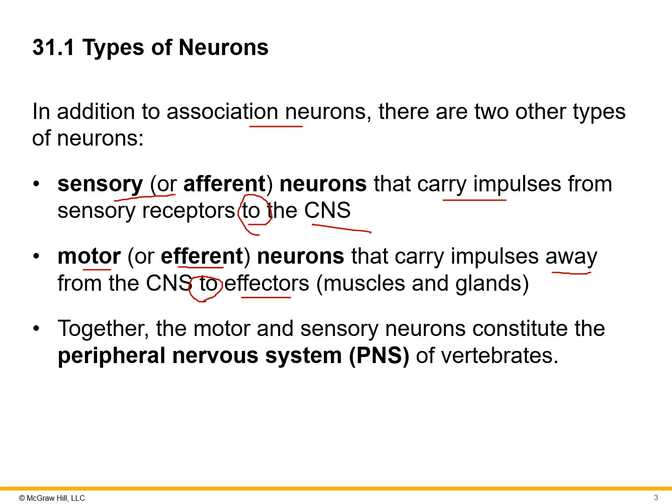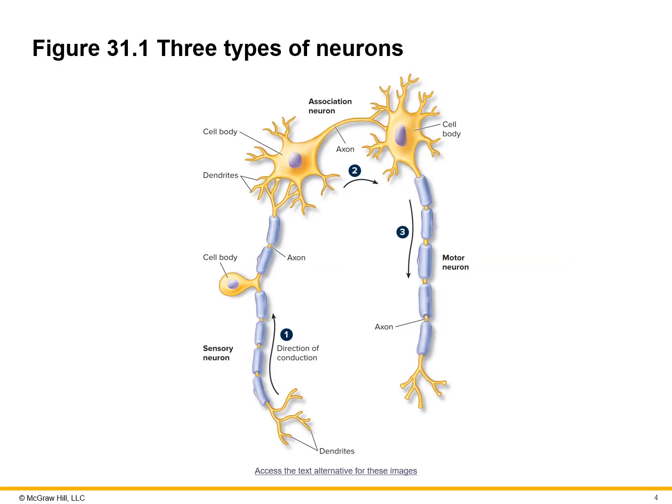So you have your interneurons, association neurons, and then you have your sensory neurons that take information to the brain, motor neurons that take it away from the brain. Together, the motor and the sensory make up the peripheral nervous system. So the association neurons are in the central nervous system. The sensory and the motor make up that peripheral nervous system.